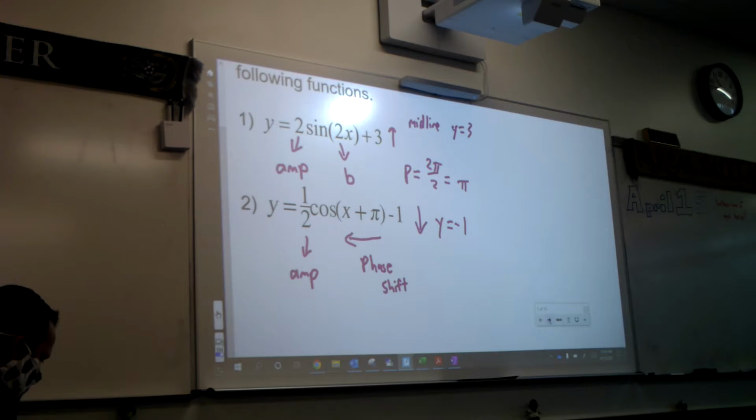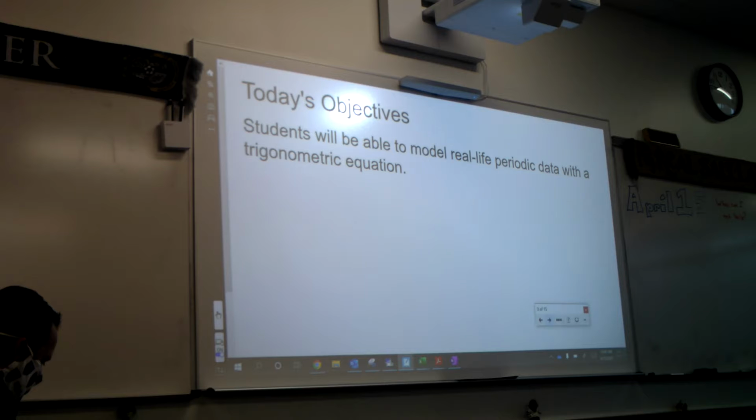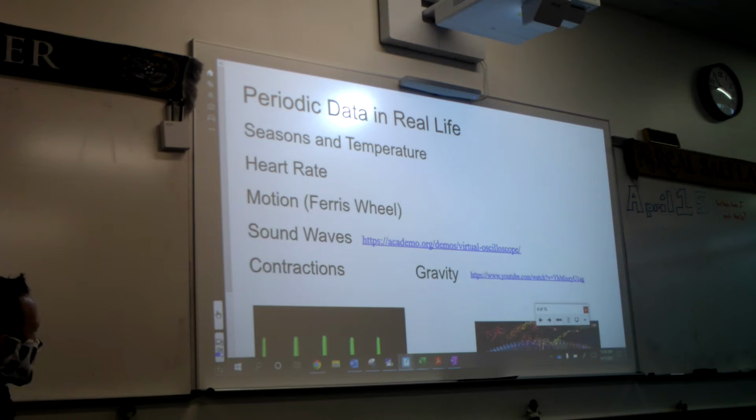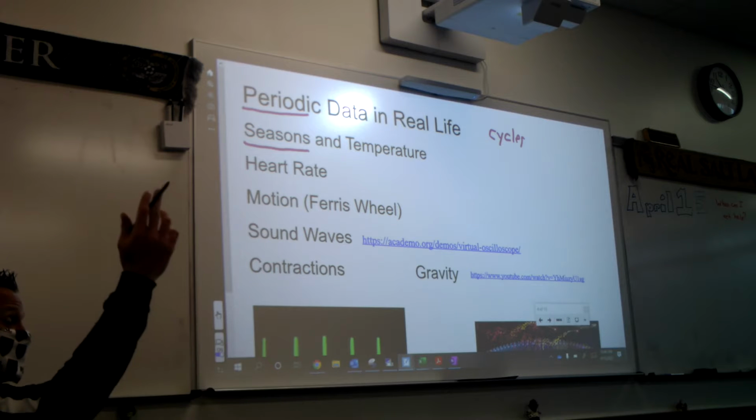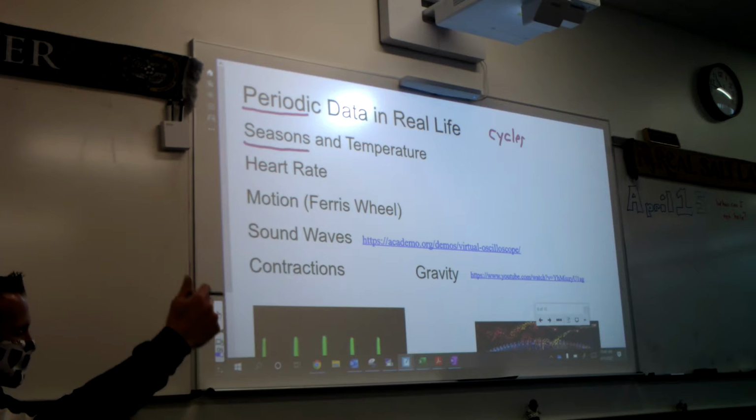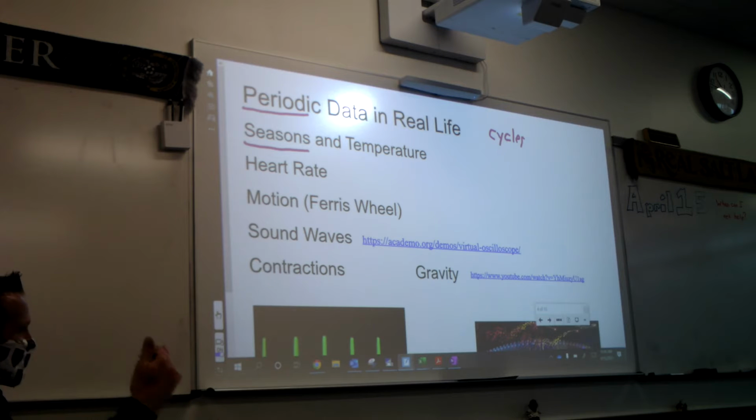All right, so let's go to some examples of periodic data. Periodic data just means that it has a pattern that repeats itself. It goes through cycles. For example, it goes winter, spring, summer, fall, and it repeats itself over and over.